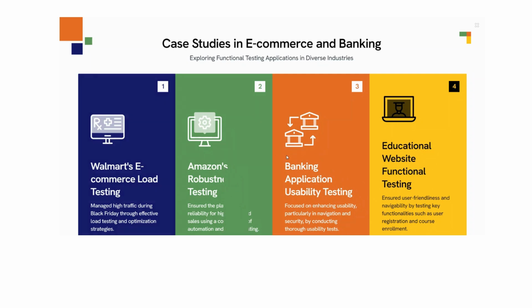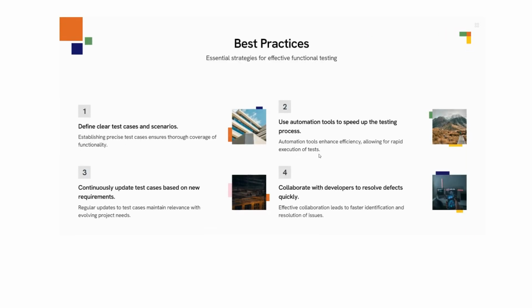So next we have the best practices, essential strategies for effective functional testing. The first one, as we discussed, is clear test cases and scenarios. Establishing precise test cases ensures thorough coverage of the functionality. We have to cover all the functionality in our test cases and test scenarios. Continuously update test cases based on new requirements. If you are working in agile and there is a change in the requirement or some addition, we have to regularly update the test cases to maintain relevance with the evolving project needs.